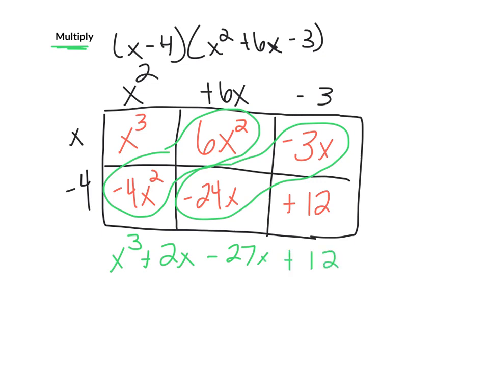Notice that I forgot my squared right there. So I have x cubed plus 2x squared minus 27x plus 12. There are no more like terms, so there's nothing for me to combine. I am finished. I hope this review helps you.